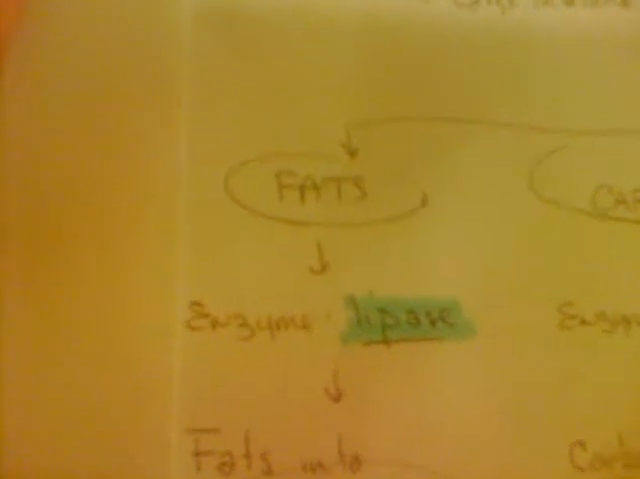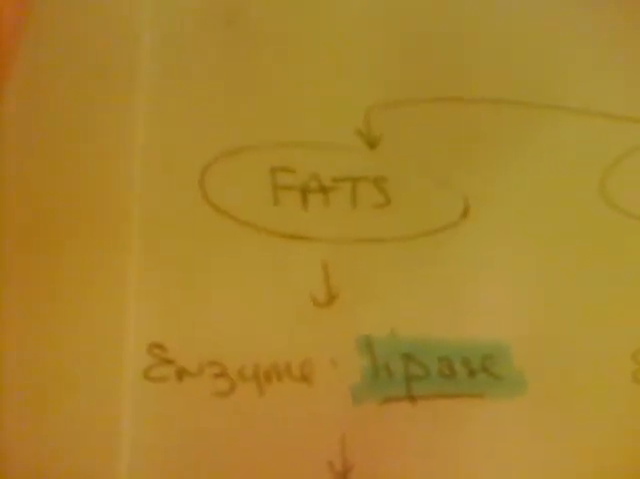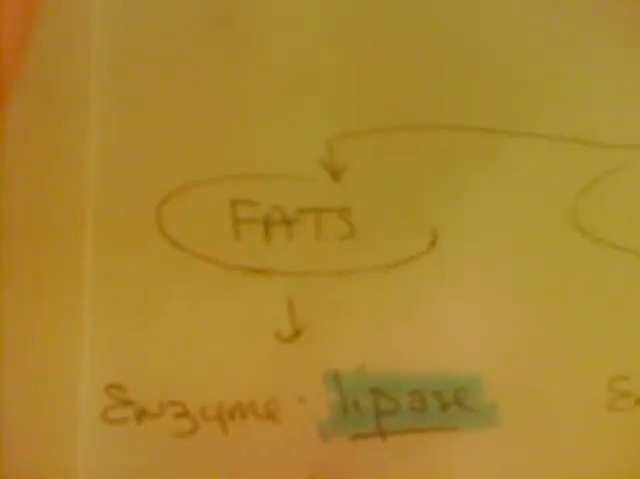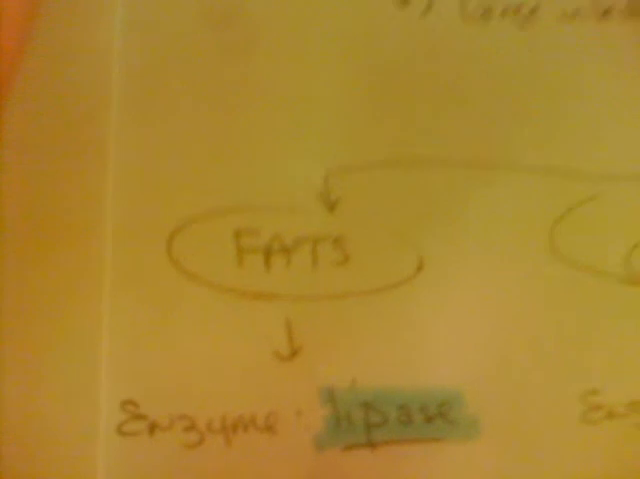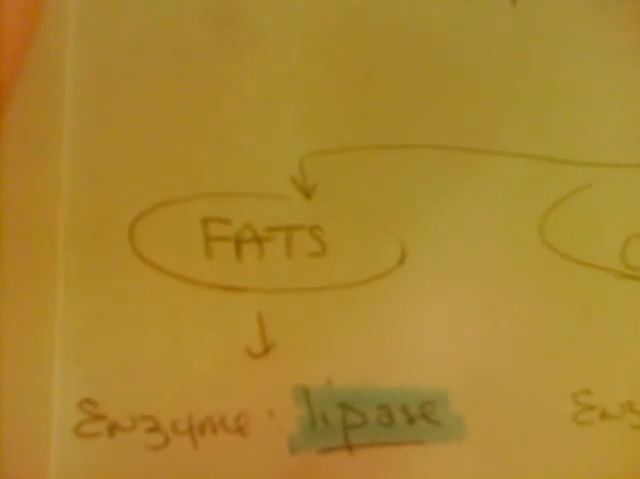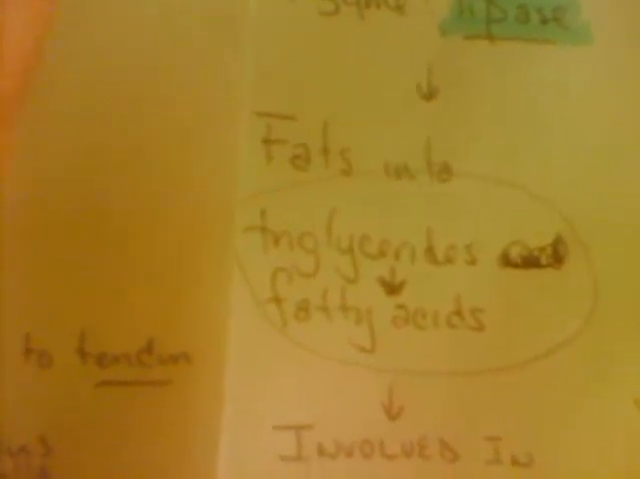Well, one of the enzymes, especially when it comes to fat, is called lipase. Remember, ASE means enzyme, but not all the time. We're going to have some other enzymes that will not end in ASE. So please make a note of that. But back to this, the fats are being broken down by lipase. Oh, by the way, triglycerides are stored fats. The triglycerides are being broken down into what are called fatty acids.